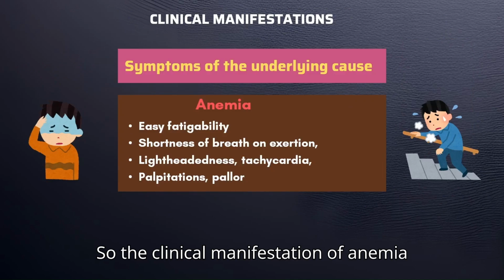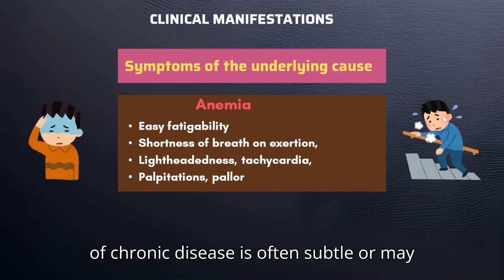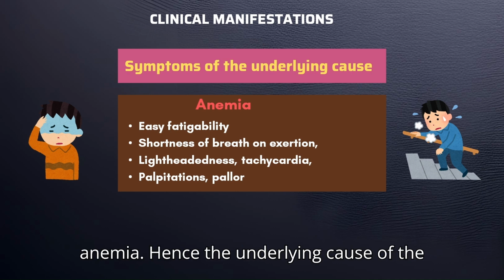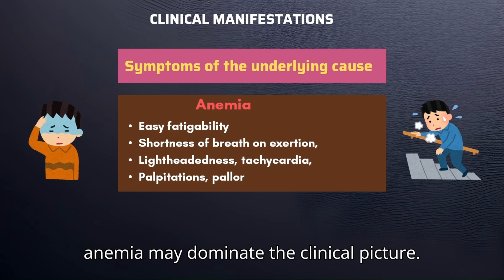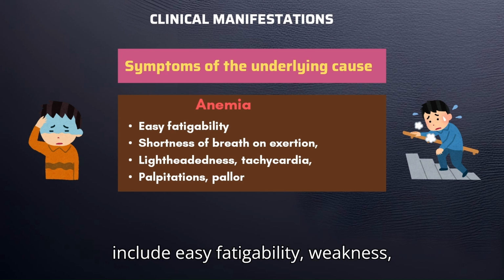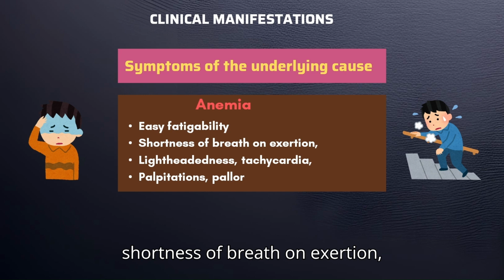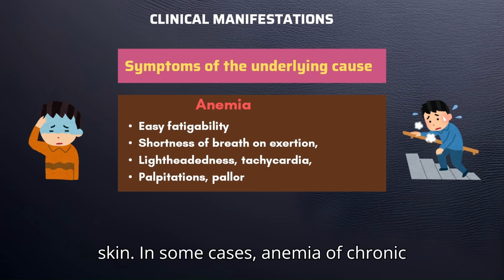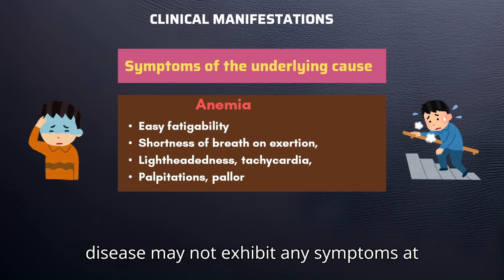So the clinical manifestation of anemia of chronic disease is often subtle or may take the form of a mild to moderate anemia. Hence, the underlying cause of the anemia may dominate the clinical picture. Symptoms of anemia, if present, may include easy fatigability, weakness, shortness of breath on exertion, lightheadedness, tachycardia, and a pale skin. In some cases, anemia of chronic disease may not exhibit any symptoms at all.